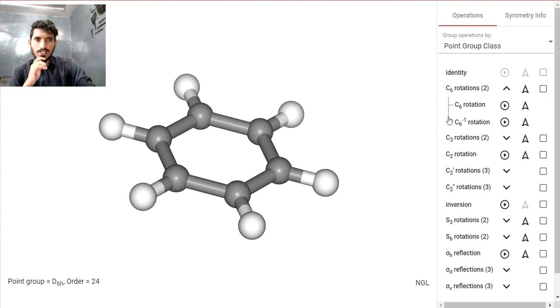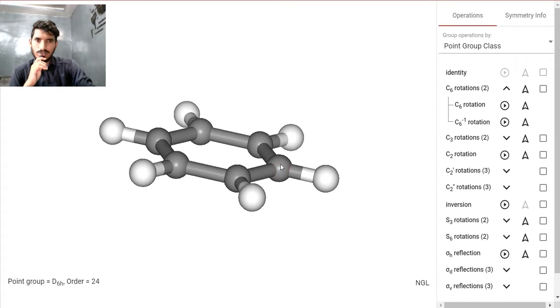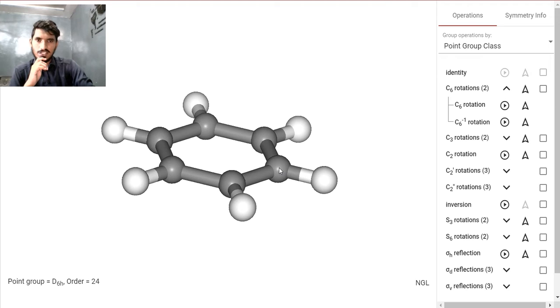First of all, there exists an identity in this molecule. As you know, identity means 360-degree rotation. If I give this molecule a 360-degree rotation, the molecule will come back to its original shape. Moving on to the axis of rotation, as you can see here, benzene has a C6 axis of rotation.